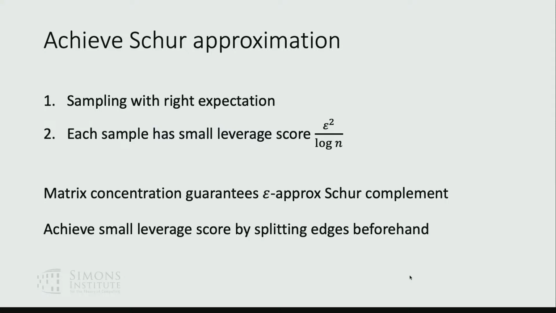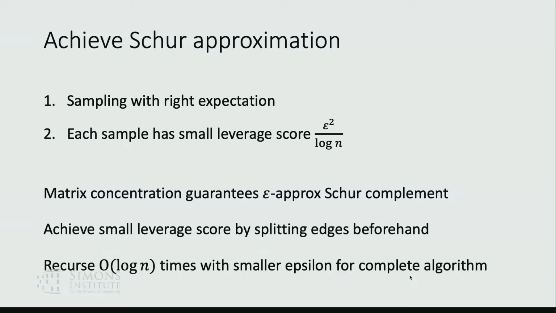Right? So I already mentioned that you can achieve small leverage score by splitting them beforehand. So we recurse log n times with a smaller epsilon to get the complete algorithm. Right? So at the end of log n iterations, you have a factorization with triangular matrices and block diagonal matrices, where every block diagonal is easy to invert, and triangular. And this allows you to write an easy inverse, which is an approximation to the Laplacian. And now you use iterative refinement with the Laplacian to get the solution.